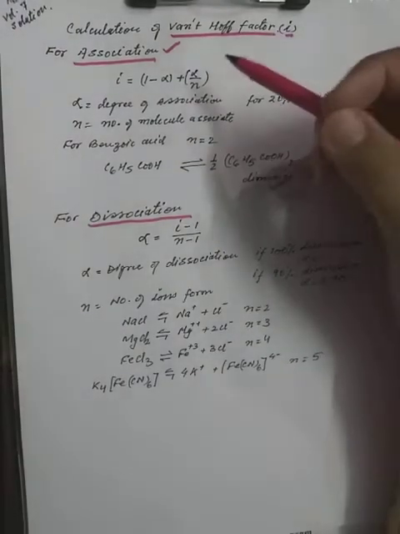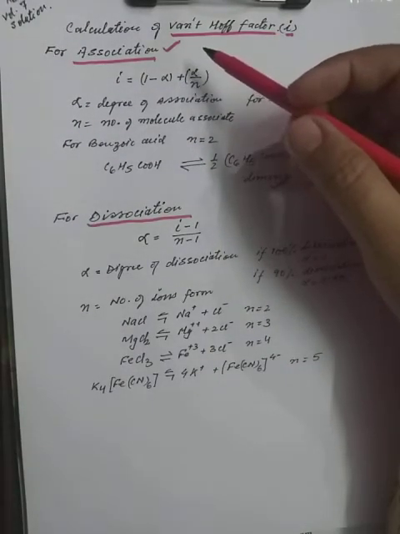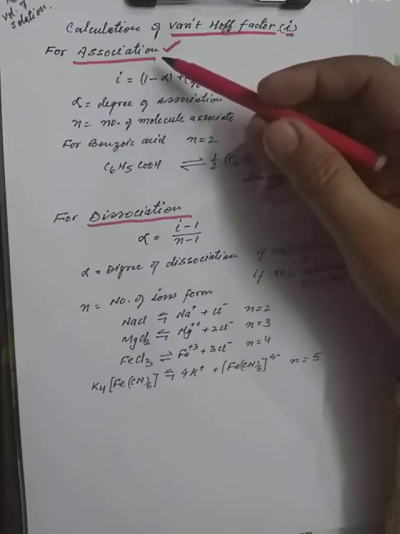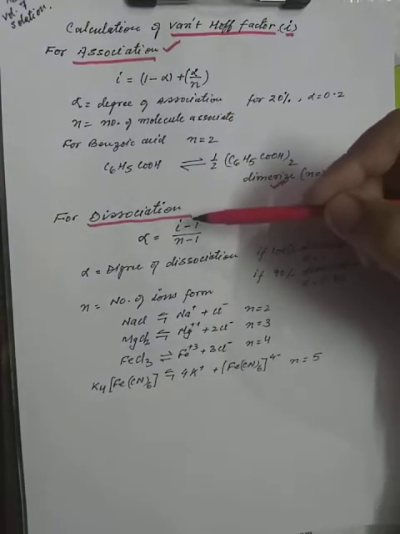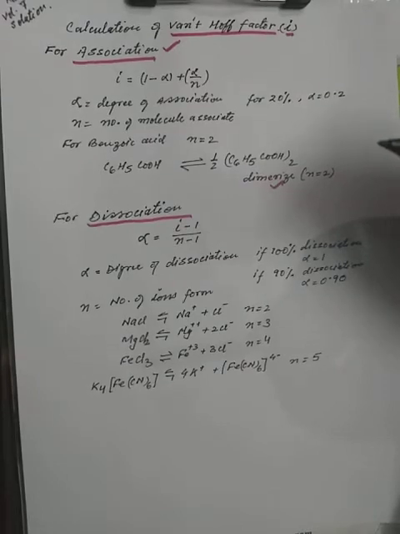Now, when we add a non-volatile solute into a volatile solvent, there are 3 chances. Either it will associate or it will dissociate. And the third chance is neither dissociate nor associate.